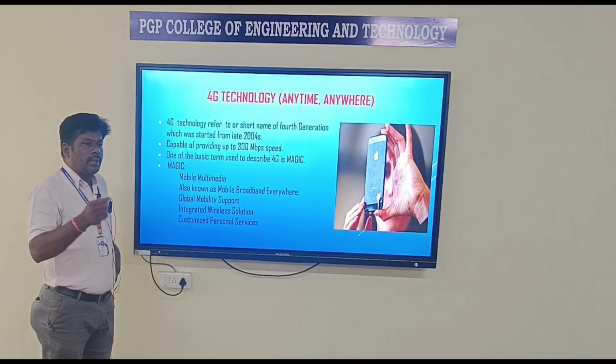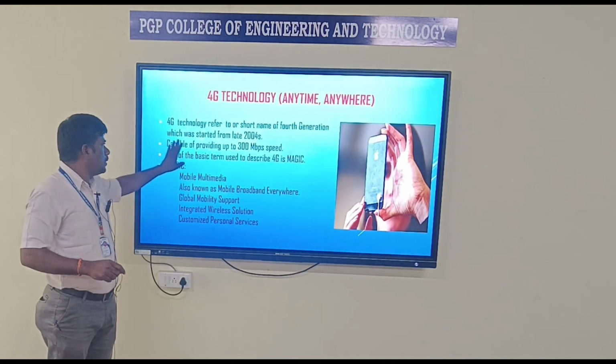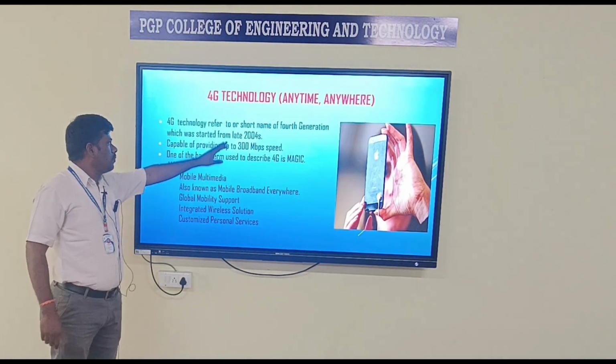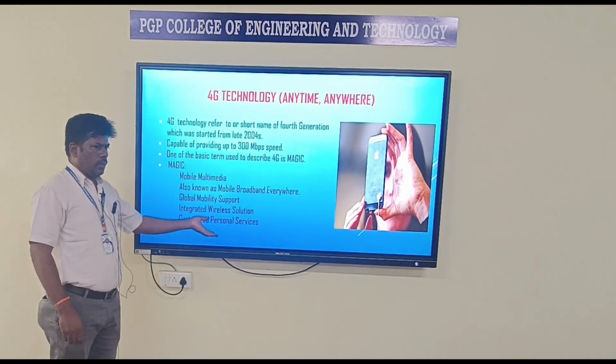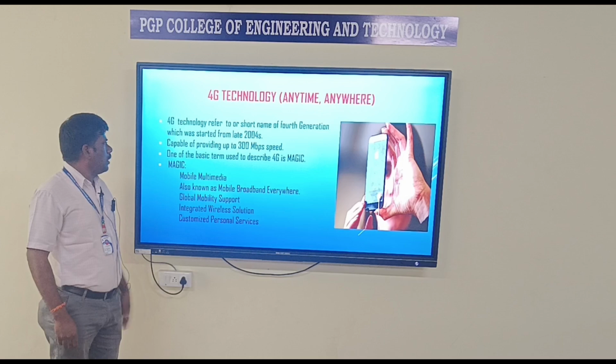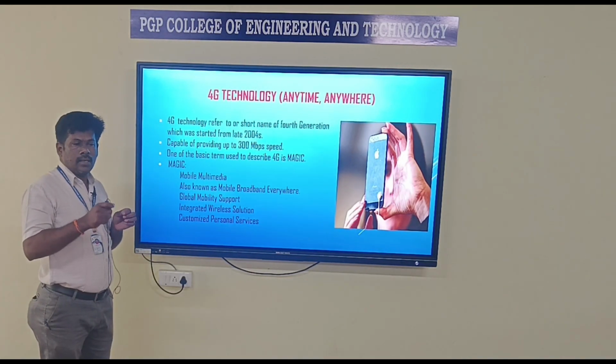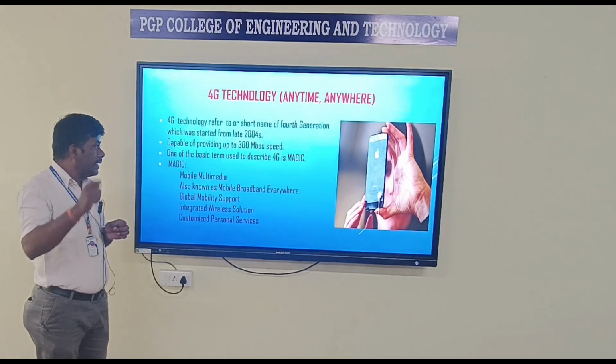Long-Term Evolution is nothing but the 4G mobile technology, which was started from late 2004 till 2010. It is capable of providing up to 300 Mbps speed. The internet speed, the data rate, is increased.